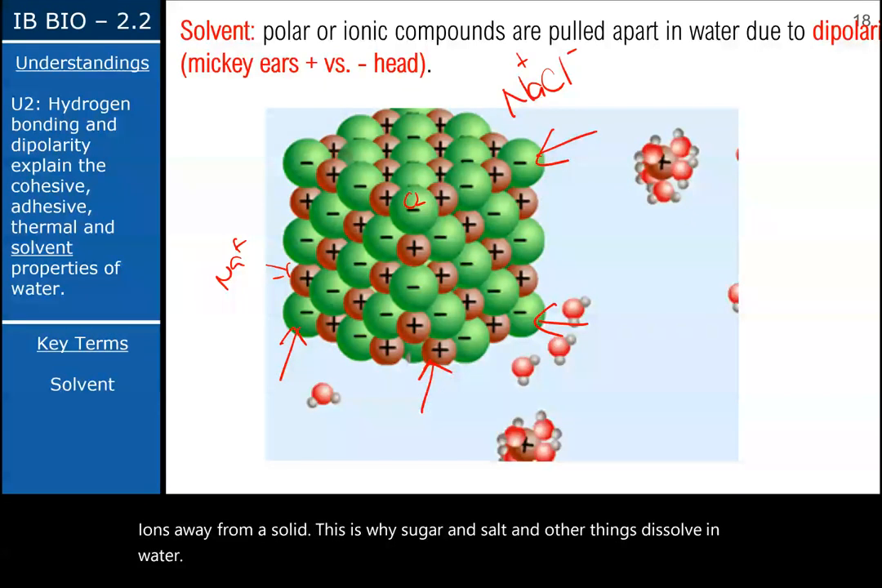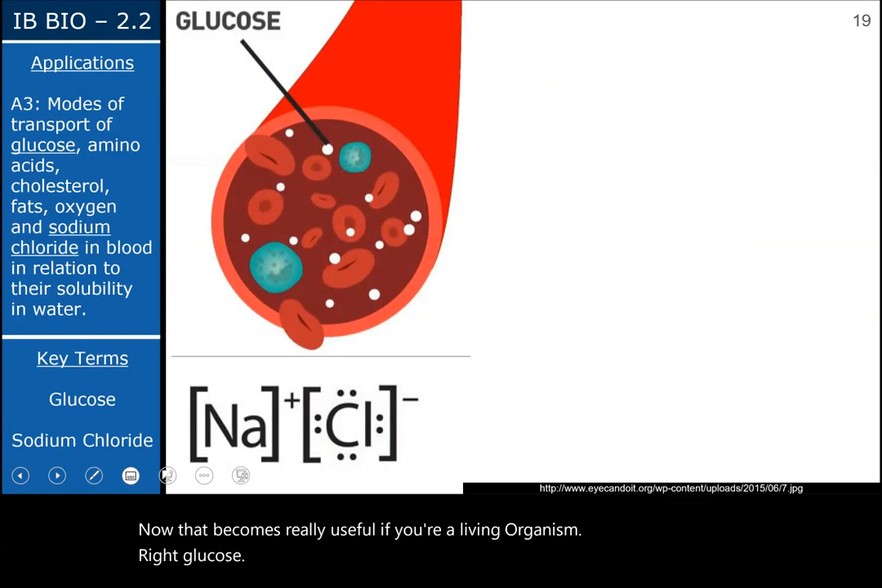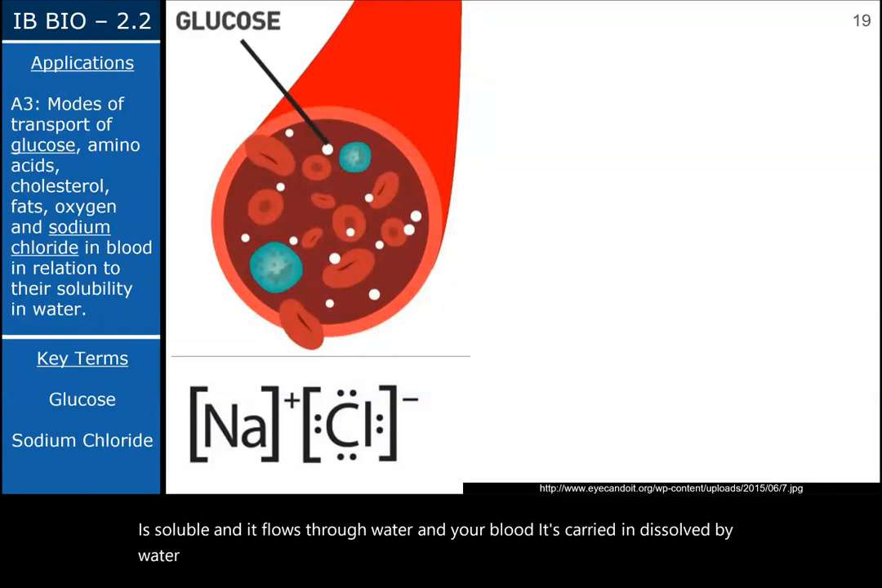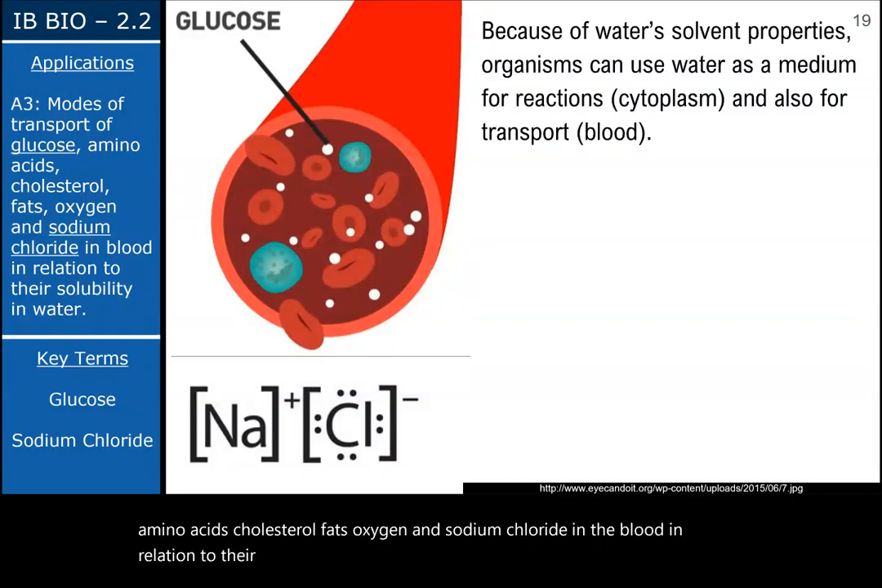Now, that becomes really useful if you're a living organism, right? Glucose is soluble and it flows through water in your blood. It's carried and dissolved by water in your blood. So, this is application number 3. Modes of transport of glucose, amino acids, cholesterol, fats, oxygen, and sodium chloride in the blood in relation to their solubility in water. So, because of water's solvent properties, organisms use water as a medium for reactions.